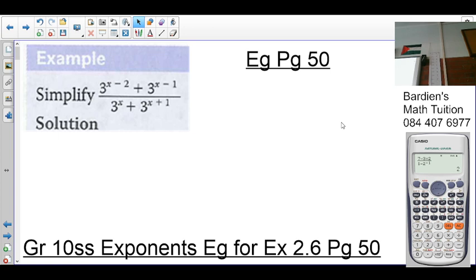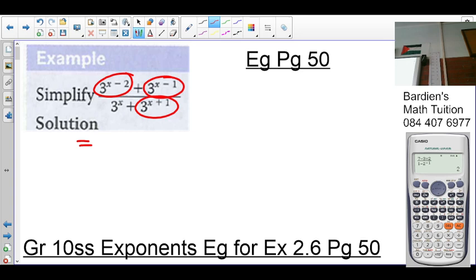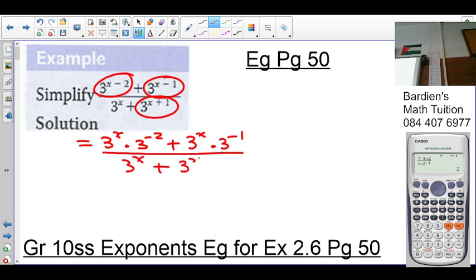Alright, so on page 50, we are asked to simplify. You've got 3 to the x minus 2 plus 3 to the x minus 1, over 3 to the x plus 3 to the x plus 1. What do we do first? Break up so that we can factorize. You break that one up, that and this. So 3 to the x minus 2 can be broken up into 3 to the x times 3 to the negative 2, plus 3 to the x times 3 to the negative 1, over 3 to the x plus 3 to the x times 3. Now what? A common factor.